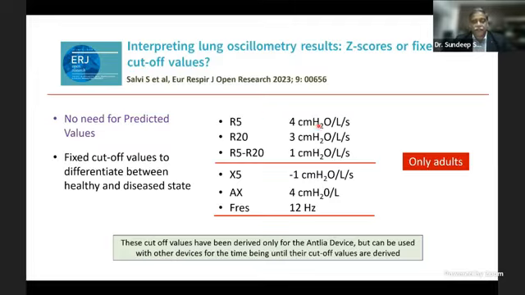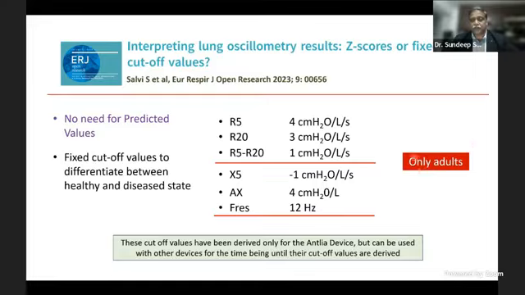The unit is centimeters water per liter per second. So let's call this the upper limit of normal. For R5, it is 4 centimeters. For R20, it is 3 centimeters. R5 minus R20 should be less than 1 centimeter. X5 is -1. AX, which is the area of reactance, is 4 centimeters. And the resonant frequency is 12 hertz. So these are the cutoff values.